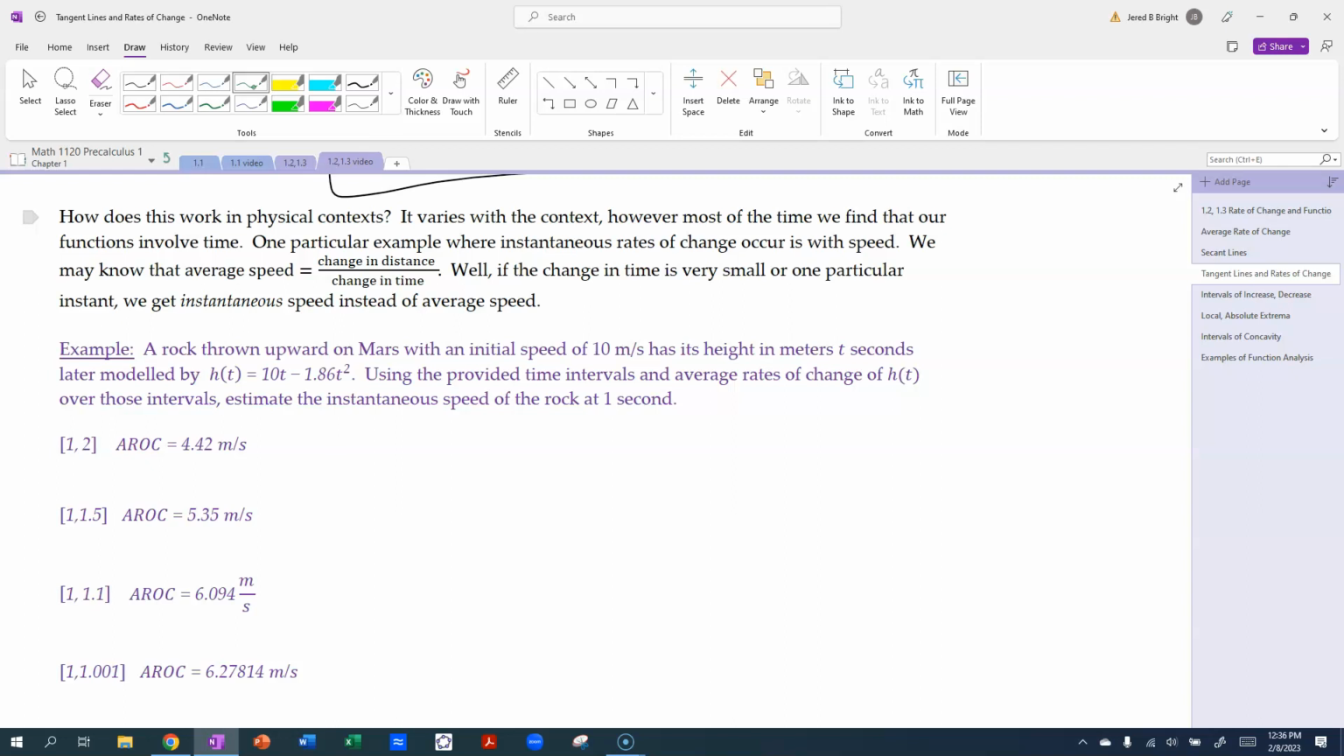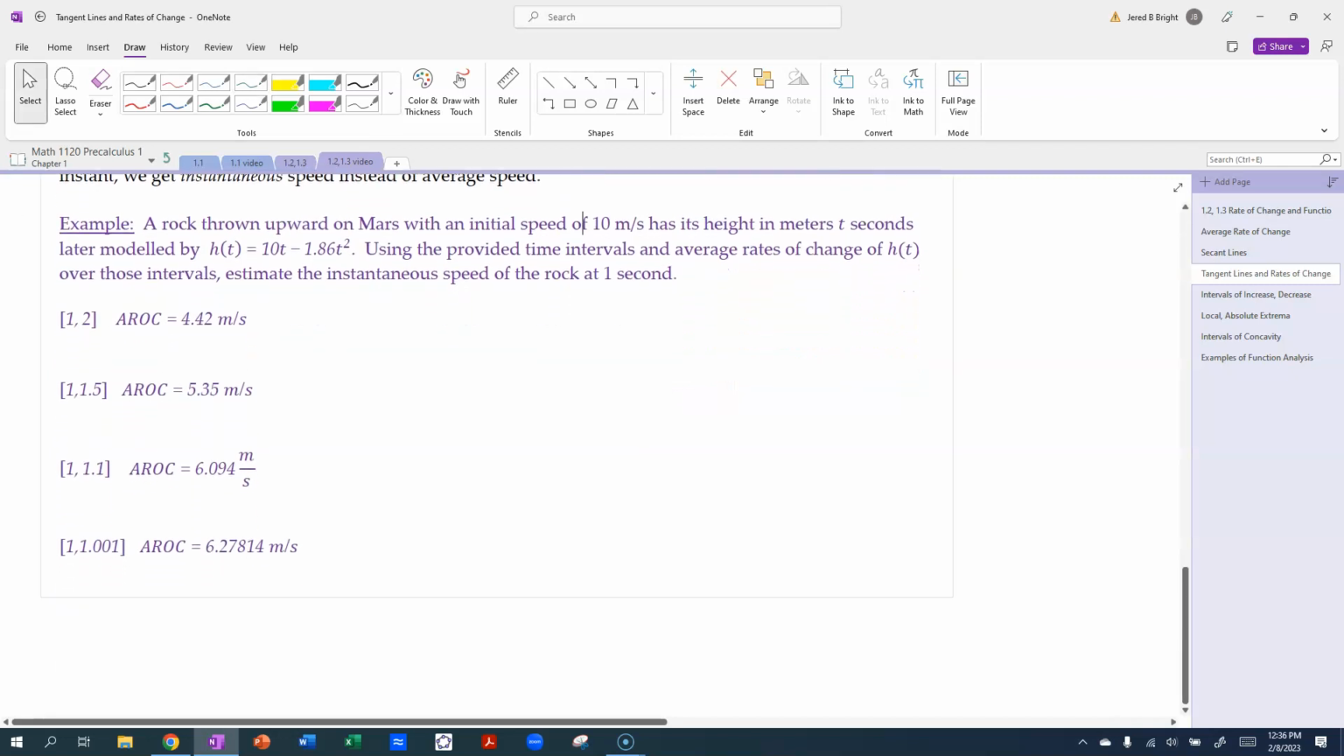Okay, so here we go. We are given a context where we're looking at a rock on Mars. We're given some information. We have a function. That's lovely. Using time intervals provided and average rates of change over those intervals, we want to estimate the instantaneous rate of change or instantaneous speed of the rock at 1 second. So here we go. We have average rate of change from 1 to 2 is that. From 1 to 1.5, so we're decreasing towards 1. 1 to 1.1, okay, fine.